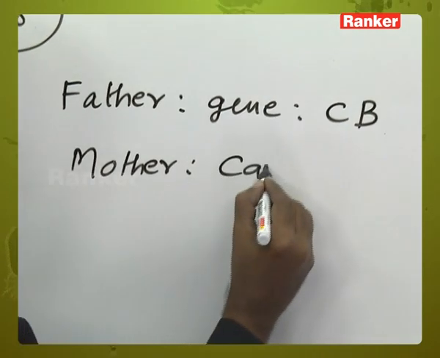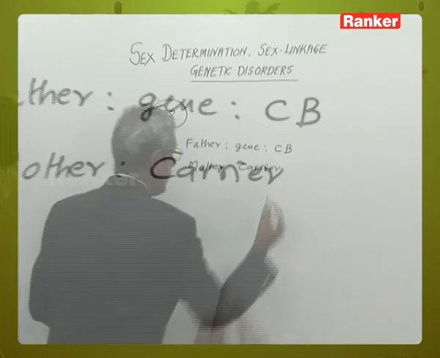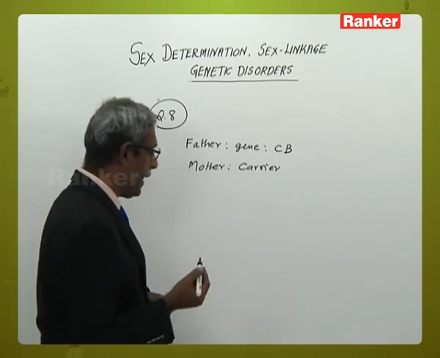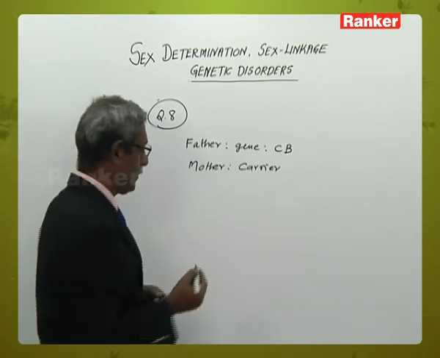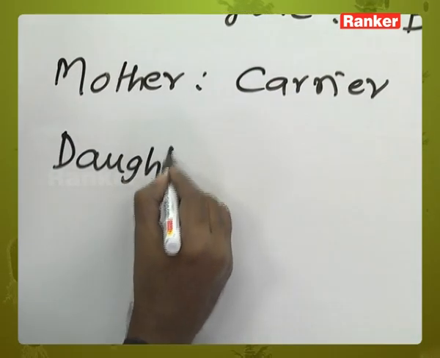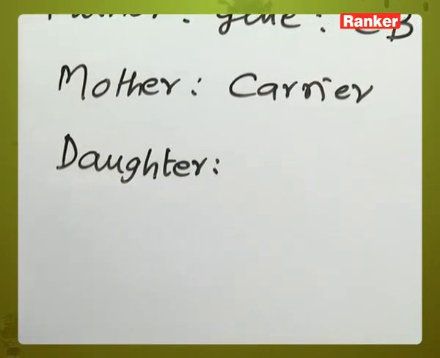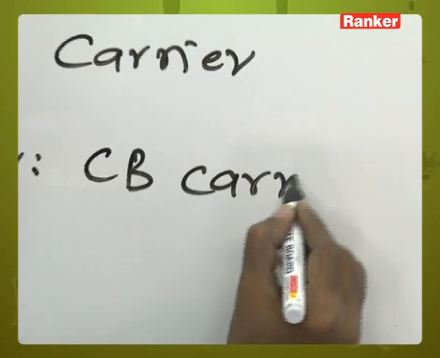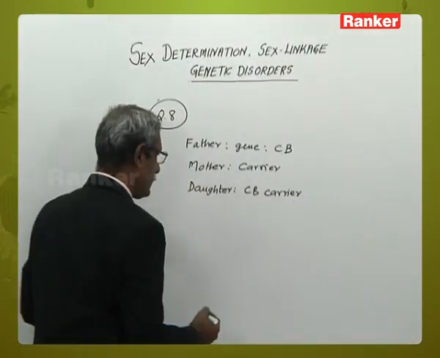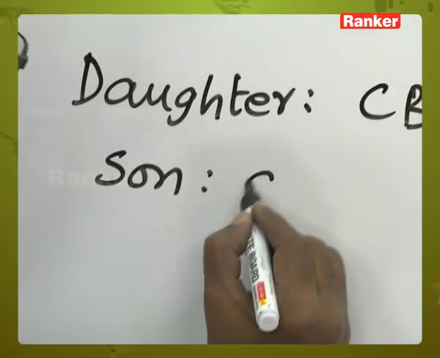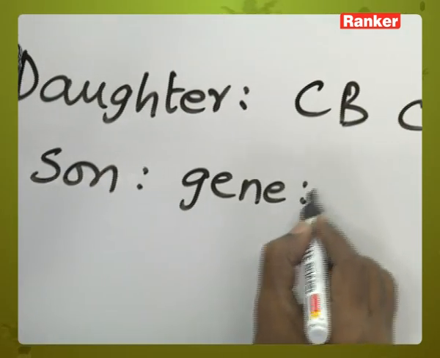The mother is the carrier. And thereby, when you take the daughter, she is also a colorblind carrier, whereas when you take the son, he inherits the gene for colorblindness.